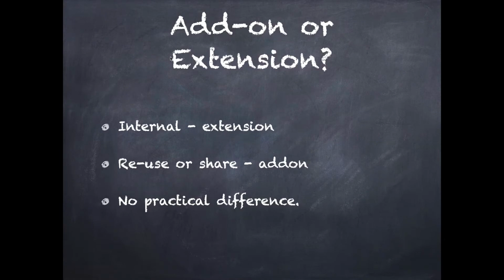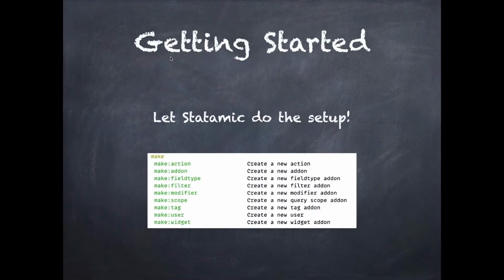Okay, now how to get going. Statamic has a way to do that for you, okay? Looking under the make, so this is under the please make. It can create a new action. Actions are what you do in the 3 dots in the control panel. You can make a full add-on. It does all of the scaffolding for that.